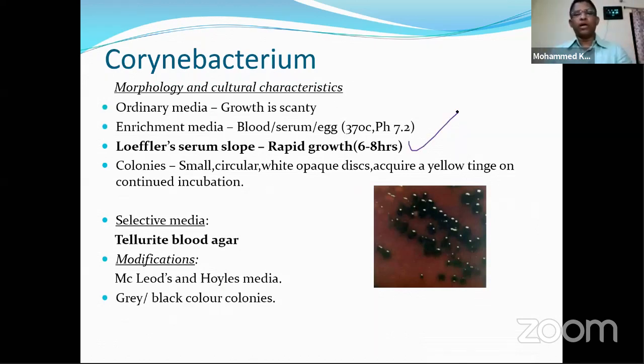The advantage is you have rapid growth within 6 to 8 hours. Let me explain the importance of Loeffler's serum slope. Suppose you are an epidemiologist and you have been given a call: doctor, please go to so-and-so school, there's an outbreak of sore throat in the school children. I would go, ask every child to open his mouth, collect the throat swab, come back and inoculate Loeffler's serum slope. In 6 to 8 hours, I would see growth with metachromatic granules. Could be, but not confirmed. How do you confirm? Grow in potassium tellurite medium. But how much time will this take? 48 hours. So that's the difference.